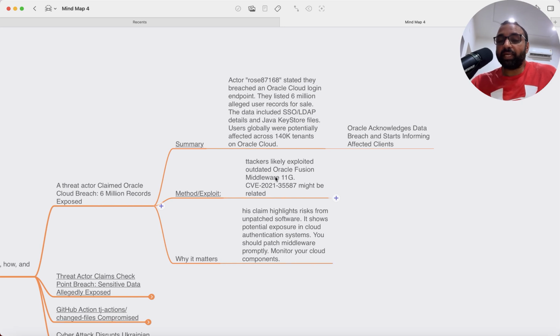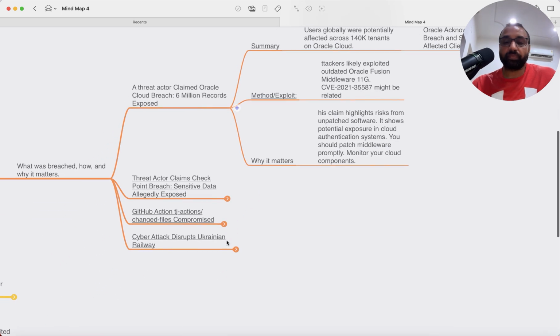Now, the method that the attacker used is something which is outdated. It's the Oracle Fusion Middleware 11G specific vulnerability. The confirmed reports are still not there. I think it's going to take some time before the exact investigation comes out and tells us what happened. But what is important to understand is that people are still using unpatched software in their own enterprise. And of course, the potential exposure in cloud authentication system. And what I would recommend is you should always have monitoring of your cloud infrastructure in terms of activity as well as the posture. And patch, of course, is a basic cybersecurity hygiene.